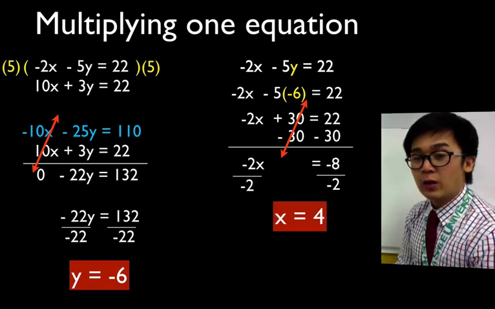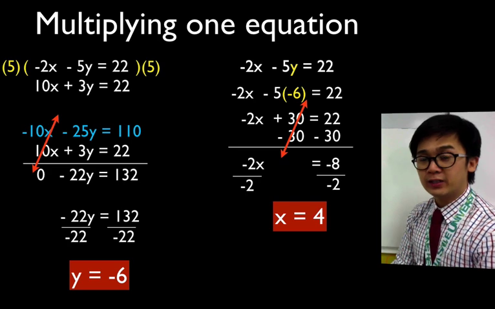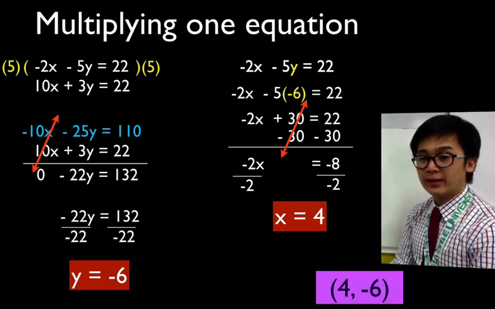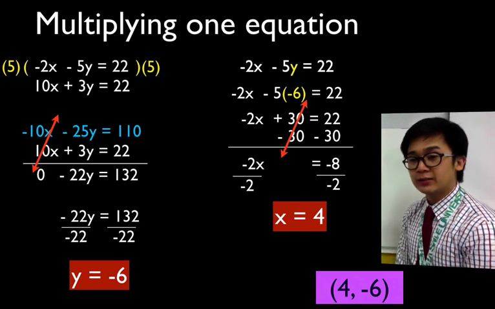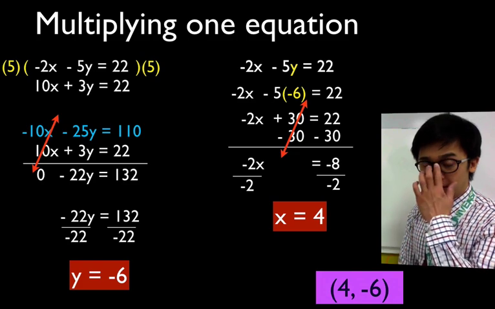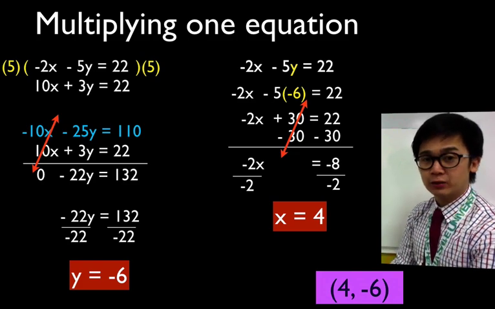So that's how I'm going to find the solution of my linear system. So for this example, my answer will be 4 and negative 6. So 4 and negative 6 is the point of intersection, or the solution of my linear system. Now let's have the third example.